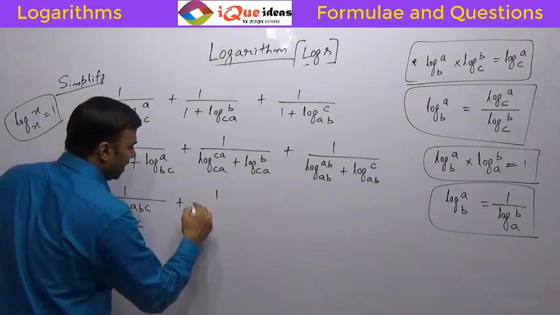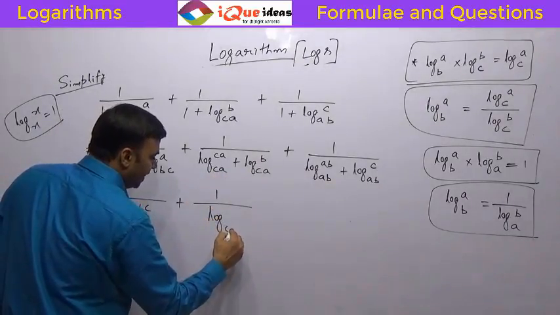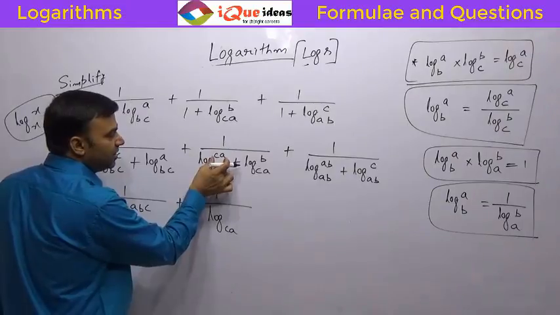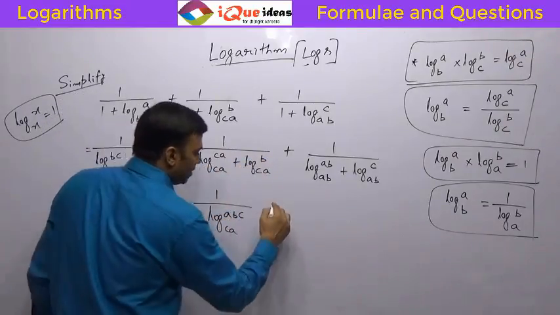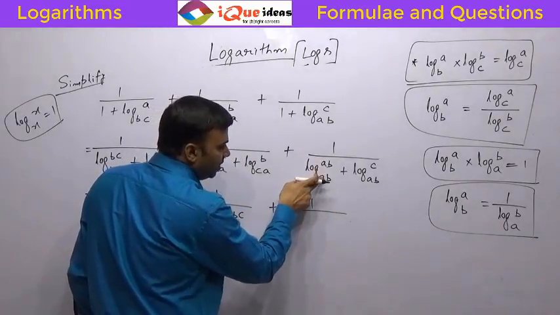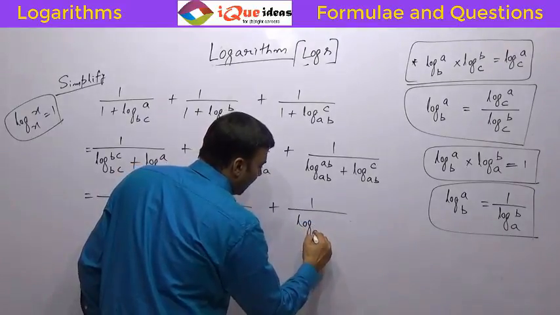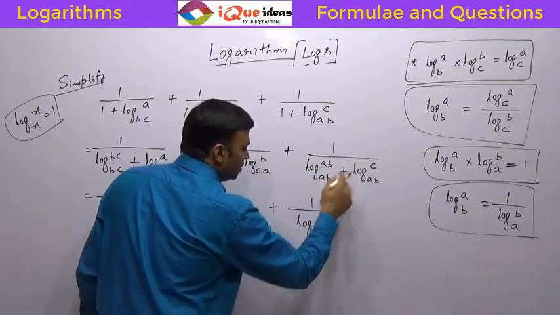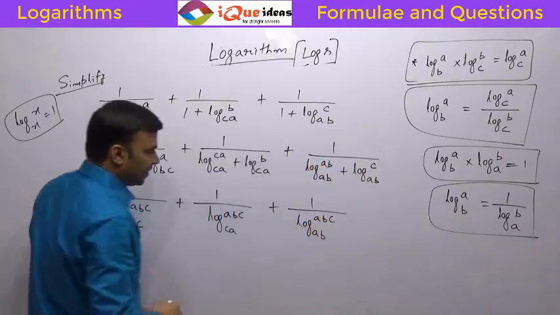Similarly, in the second one, 1 divided by, the bases are the same, CA and CA. So it is log base CA and the numbers inside get multiplied. So it is CA into B, that is again ABC. In the third one, we have 1 divided by log AB to the base AB plus log C to the base AB. The bases are the same, so it is log of AB base, and AB into C, since the plus sign means numbers get multiplied. So it becomes ABC. Alright.